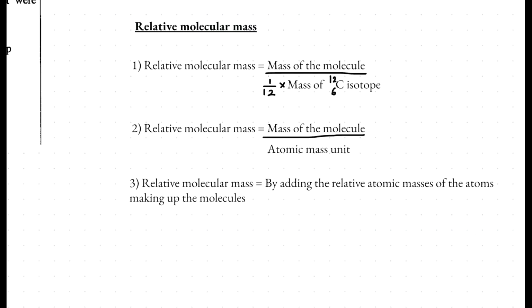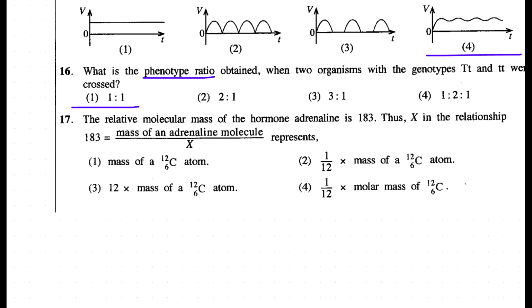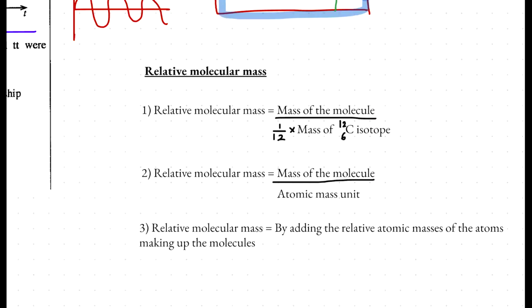If you look at this one, the mass of the adrenaline molecule, our relative molecular mass is 183. So put 183 here. The mass of the adrenaline molecule is on top. What should come at the bottom, the denominator? The denominator should be 1/12 of the mass of a carbon-12 isotope, or the atomic mass unit. One of these two should come.